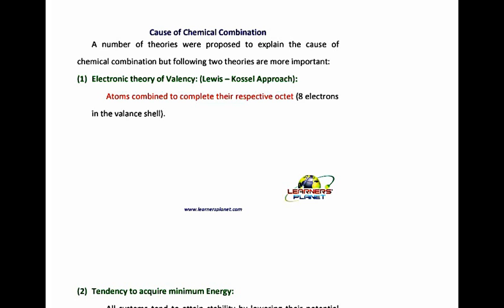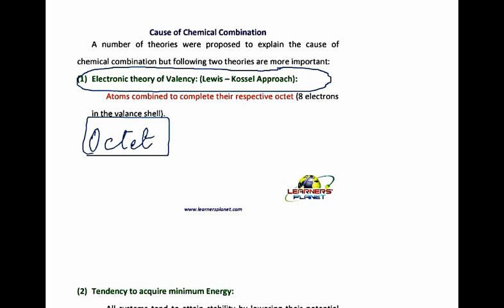we shall find that the first theory which explained the cause of the chemical combination was the electronic theory of valency, or the Lewis-Kossel approach. The Lewis-Kossel approach said that the atoms combine only to complete their respective octet. So completion of this octet was the prime driving force for the formation of any kind of chemical bonds. What is an octet? Octet is having 8 electrons in the valence shell.